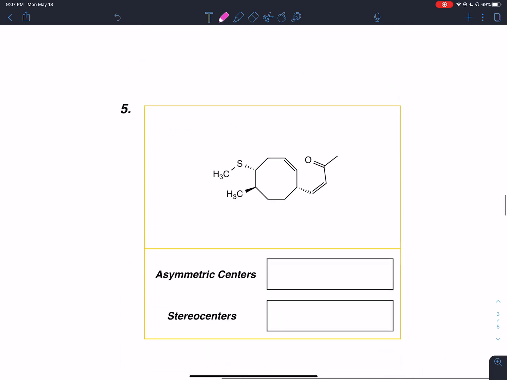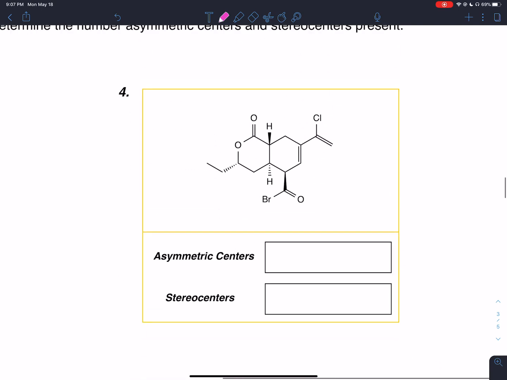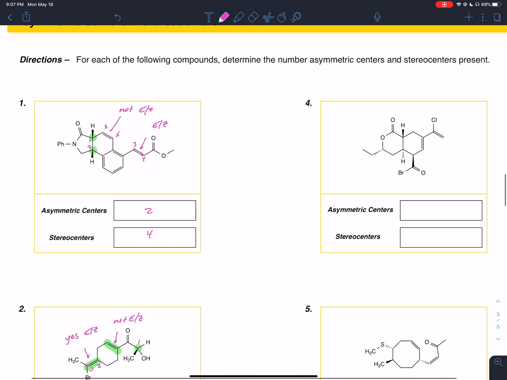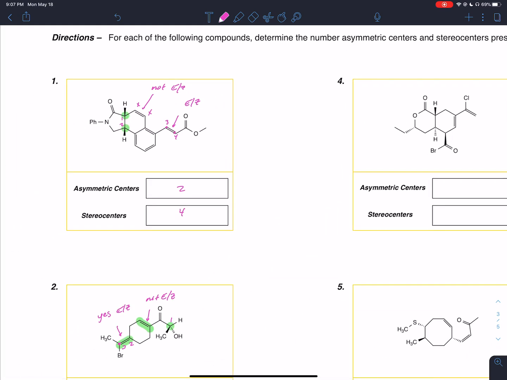Okay, so I want you to go through the rest of this set and practice identifying stereocenters versus asymmetric centers. Understand that all asymmetric centers are stereocenters, but there are certain stereocenters that are not asymmetric centers, and those are your cis-trans stereocenters or your EZ stereocenters of EZ double bonds.